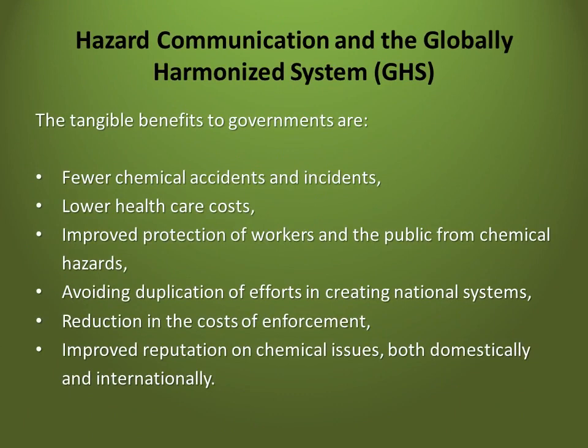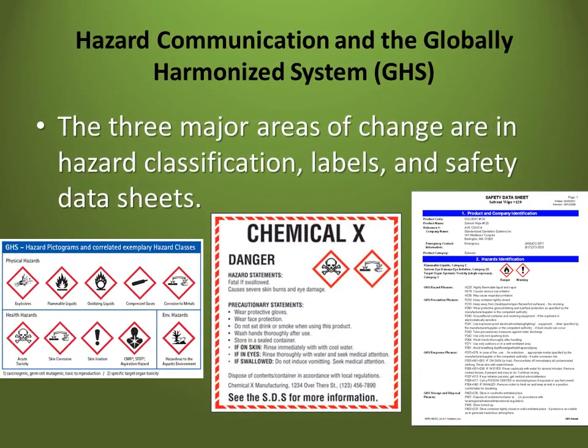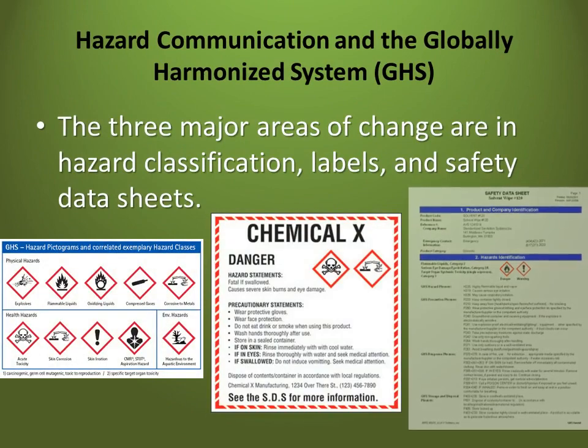The tangible benefits to governments are fewer chemical accidents and incidents, lower health care costs, improved protection of workers and the public from chemical hazards, avoiding duplication of efforts in creating national systems, reduction in the costs of enforcement, and improved reputation on chemical issues, both domestically and internationally. The three major areas of change are in hazard classification, labels, and safety data sheets.